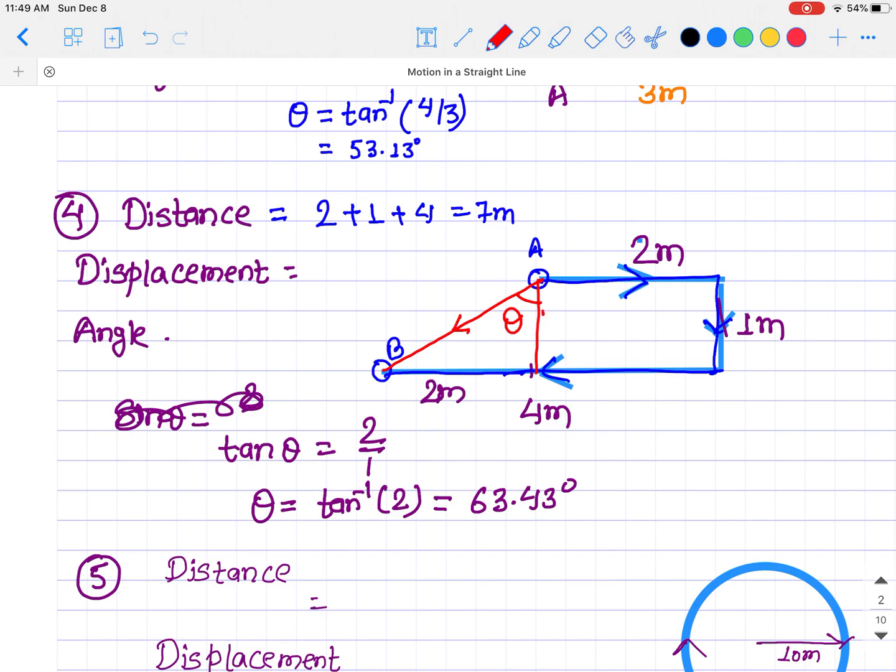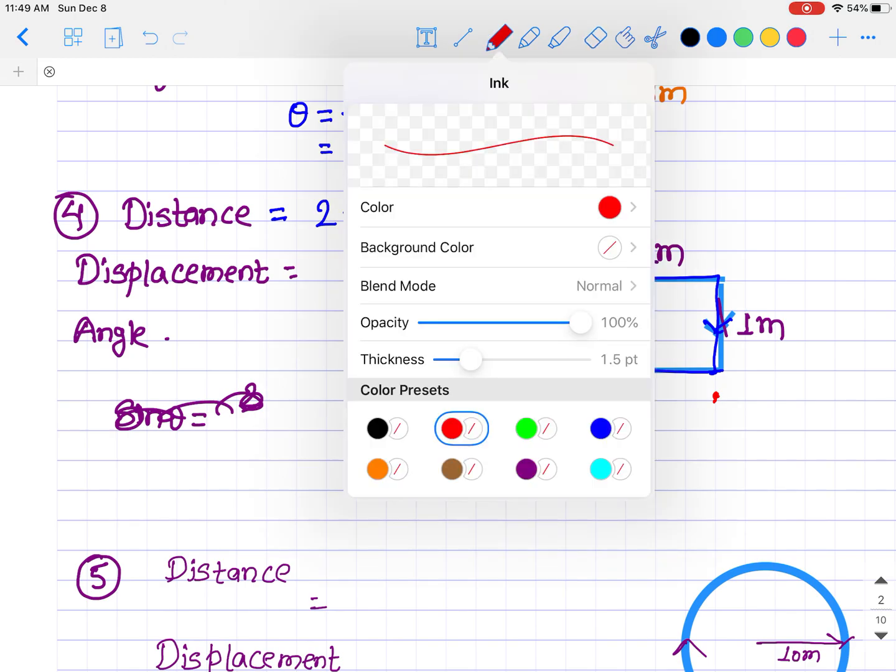So you see this is 1 meter. This is 1 meter, and as this is the total length, this will be 2 meter, because from this point to this point is 4 meter, and from this point to this point is 2 meter. So this one will be 2 meter. So the angle, if you look at this triangle here, let me erase this one.